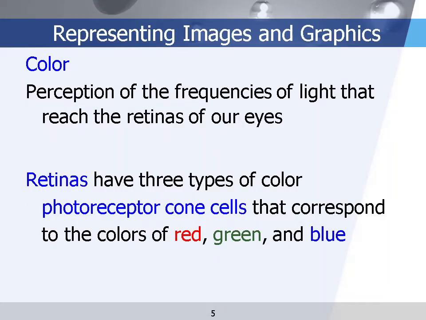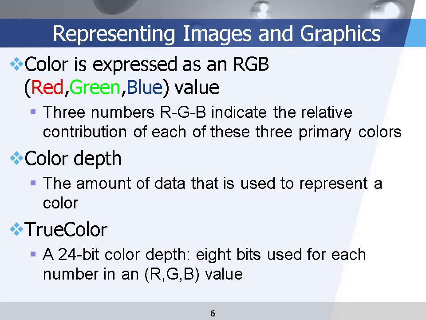Of course, we also need to represent color images. Color is the perception of the frequencies of light that reach the retinas of our eyes. There are 3 different colors called the primary colors, because retinas have 3 types of color photoreceptor cone cells that correspond to the colors red, green, and blue. So red, green, and blue are called primary colors. All the other colors can be represented by these 3 primary colors, and we call this RGB color because it's composed of red, green, and blue.